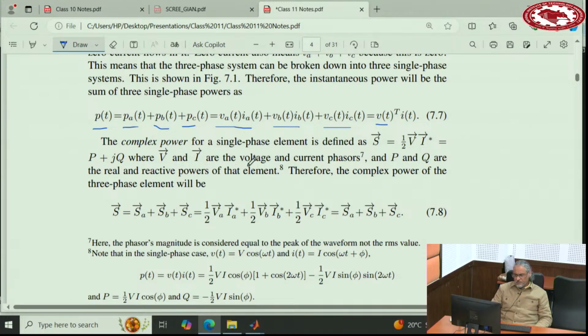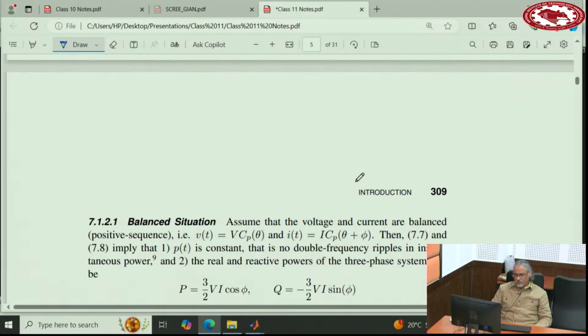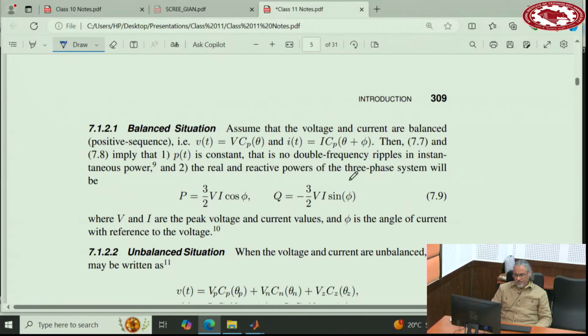So complex power we already defined for single phase. Here for 3-phase, you will add them together, and then the complex powers will add up, no issues. In a balanced situation, voltage and current, if they are balanced, both of them are positive sequence. Let's say V is positive sequence, I is also only positive sequence, right?